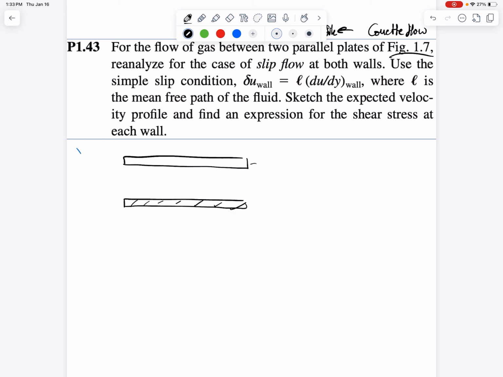So a fixed surface, and we have a moving surface on the top, giving us the following velocity profile. So we should be used to this by now. So that's what it normally is. When I apply the slip condition, this happens. I think I could draw it better, but it's something along these lines.